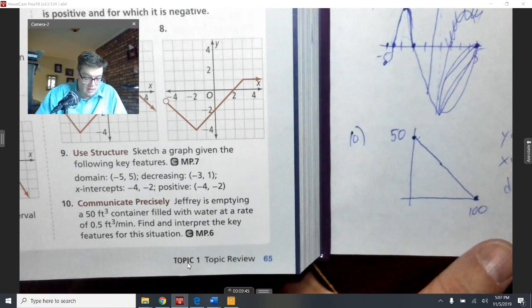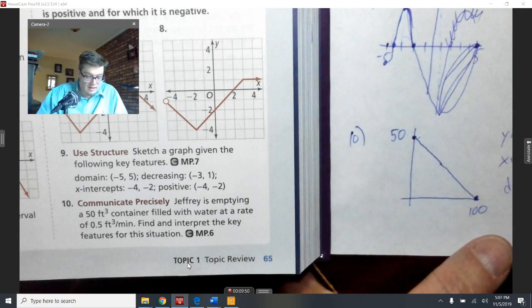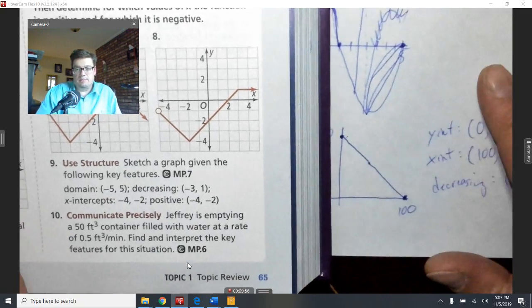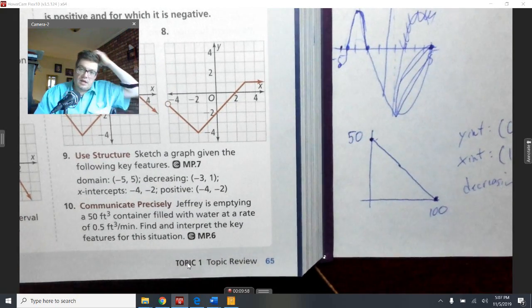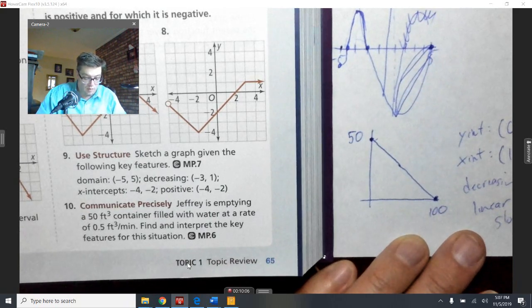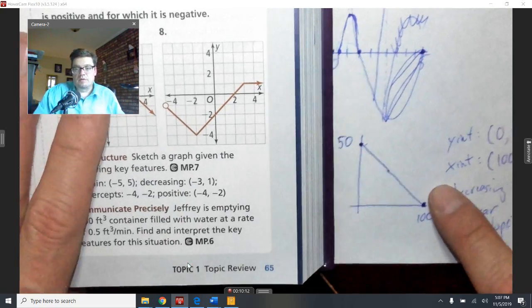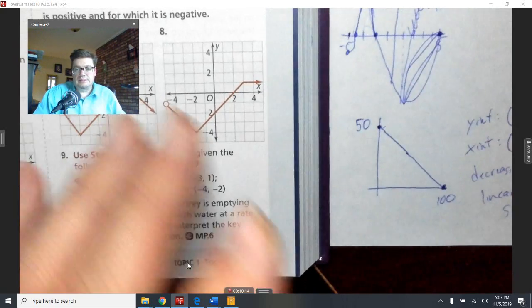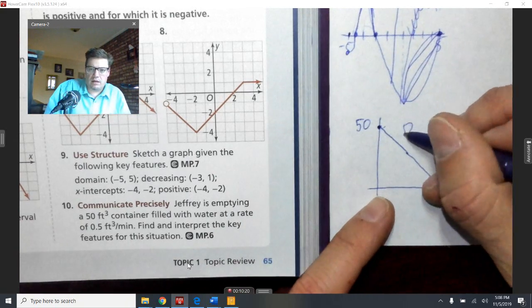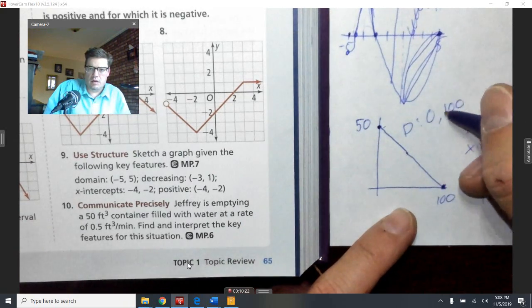over the interval 0 to 50. We see that it has a, oh, sorry, I did not put that there. What else? What are key features? It's linear. We see that it has a slope of negative 0.5 cubic feet per minute. What else? That's pretty much it. Oh, the domain. Okay, the domain is from 0 to 100.